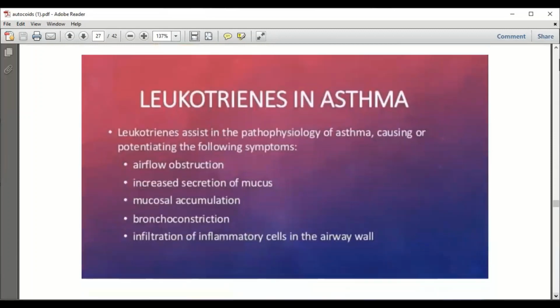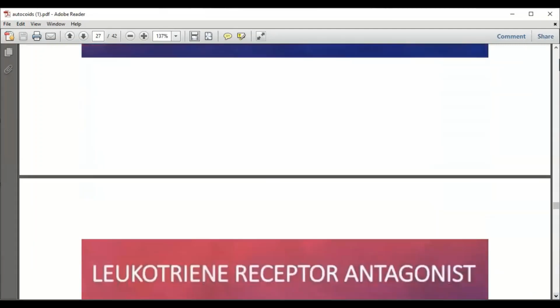So let us look at leukotrienes in asthma. Leukotrienes assist in the pathophysiology of asthma, presenting the following symptoms. As we have seen, they potentiate airflow obstruction because they increase mucus production and thickness, and also cause bronchoconstriction and provoke inflammation. So there is increased mucus production and accumulation, bronchoconstriction, and inflammation with inflammatory cells in the airways, causing obstruction.